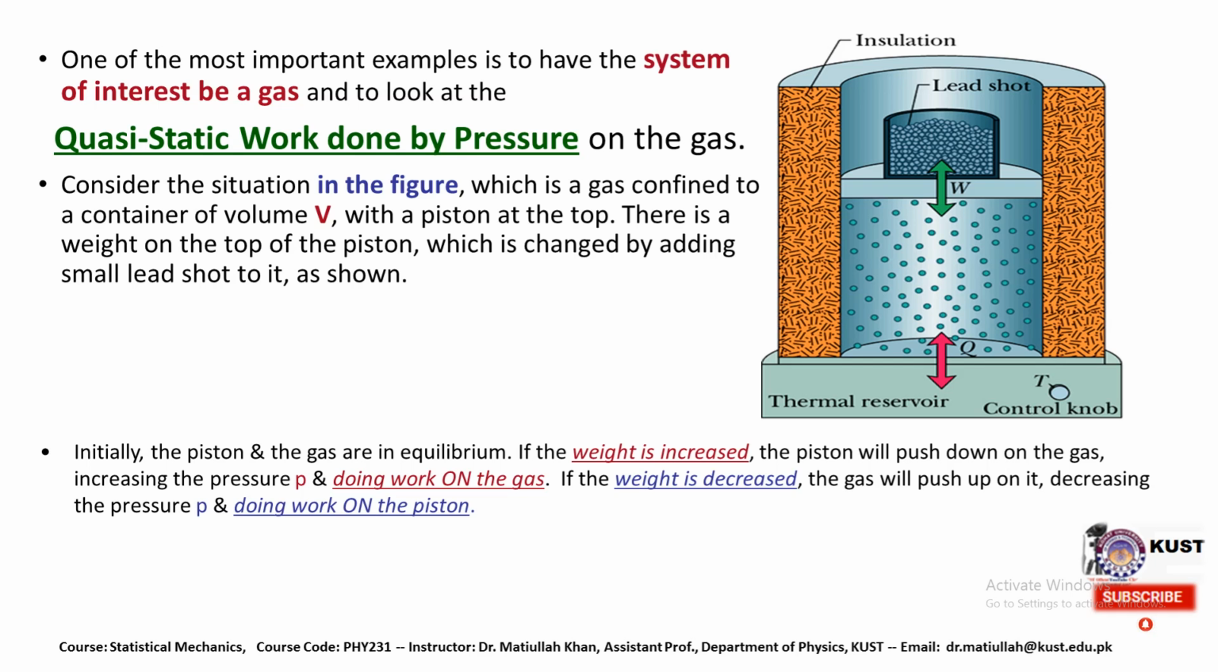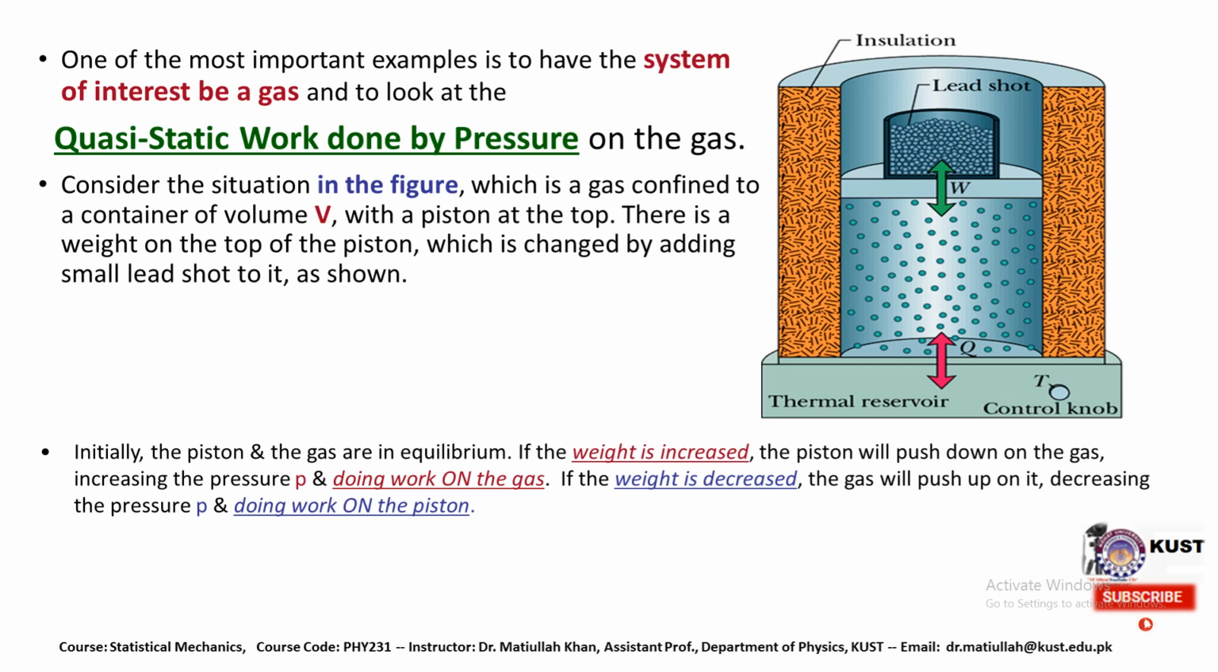So initially the piston and the gas are in equilibrium. If the weight is increased, what happens? The equilibrium situation is disturbed because the weight of the piston increases. So the piston will push down on the gas, and what will happen? The pressure will increase because work will be done, and work is done on the gas.